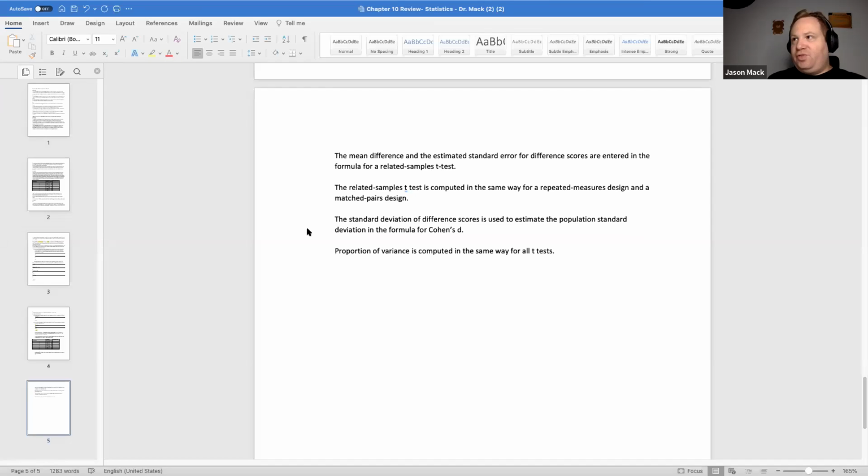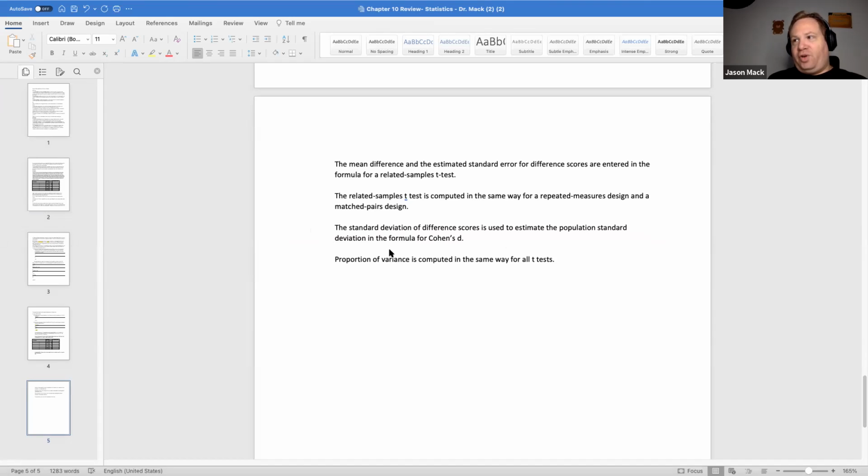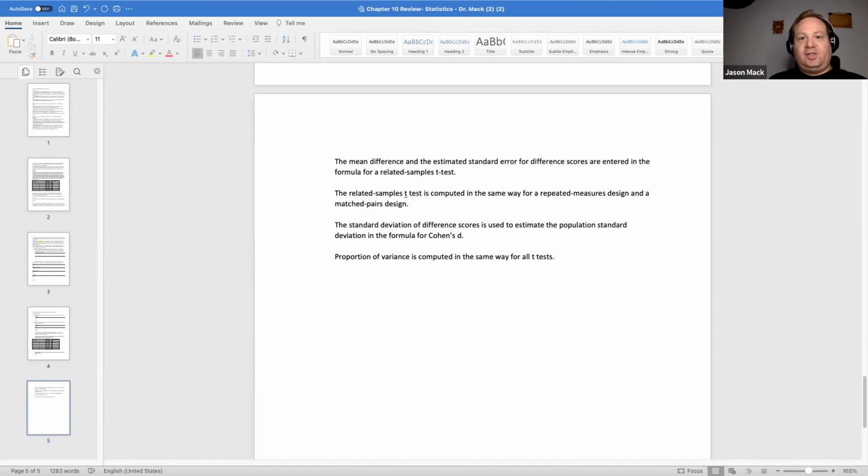Again, the mean difference and the estimated standard error for the difference of scores are entered in the formula for related samples t-test. The related samples t-test is computed in the same way for a repeated measures design and a matched pairs design, and the standard deviation of the difference of scores is used to estimate the population standard deviation in the formula for Cohen's d, and the proportion of variance is computed in the same way for all t-tests.